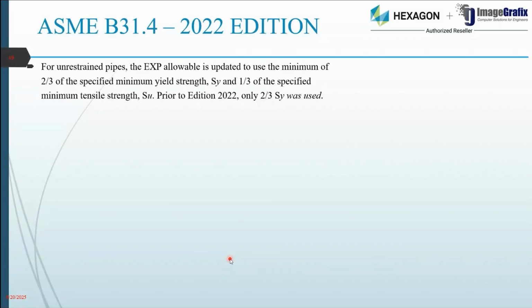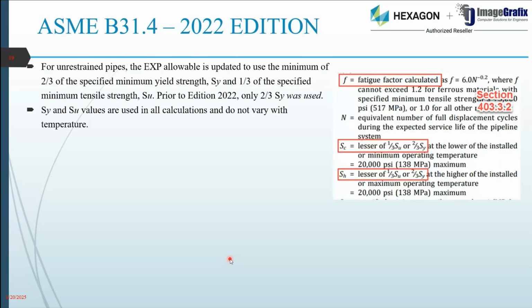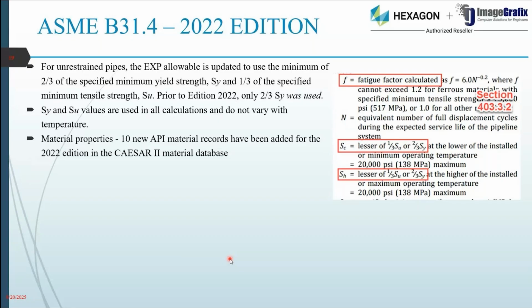For restrained pipes, the expansion allowable is updated to use the minimum of 2/3 of the specified minimum yield strength SY and 1/3 of the specified minimum tensile strength SU. Prior to the 2022 edition, it was only 2/3 of your SY that was used. These are used in all calculations and do not vary with temperature. So that's what has been explained on your right hand side from the codebook, the snippets taken from your codebook. And there are 10 new API material records added for the 2022 edition in the Caesar II material database.